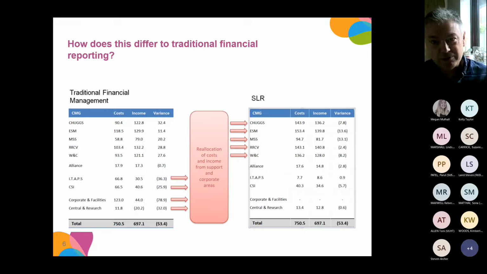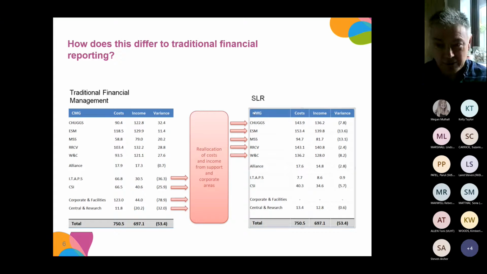So service line reports and how this differs to traditional financial reporting. A lot of you might already be budget holders. So traditional reporting, basically this is a diagram of our services. So each clinical management group, and you've got the different sort of divisions within that, women and children's, for example.